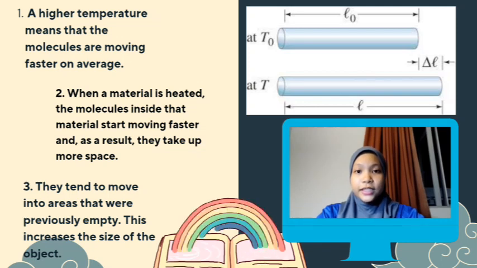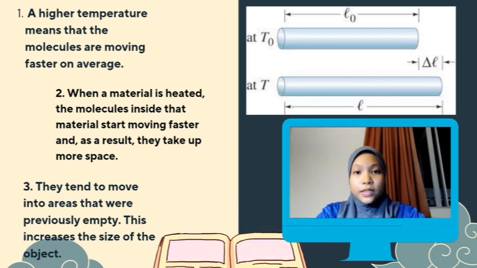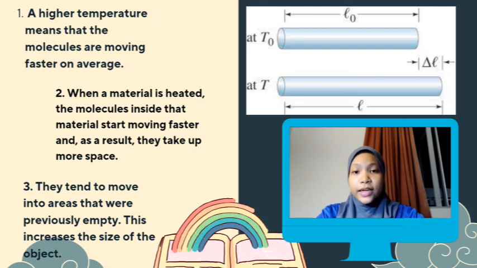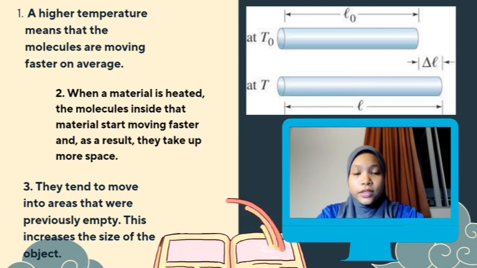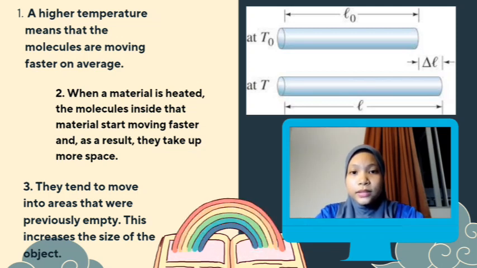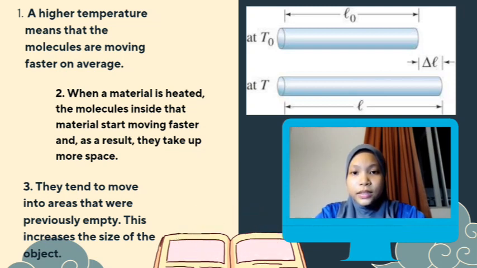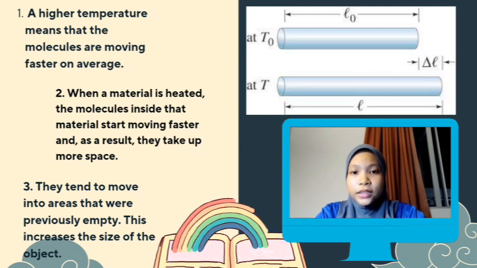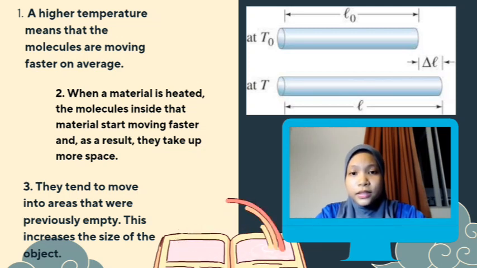Okay, next, in this slide, I want to present about linear expansion. Linear expansion is about length. First, a higher temperature means that the molecules are moving faster on average. Second, when a material is heated, the molecules inside that material start moving faster, and as a result, they take up more space. Third, they tend to move into areas that were previously empty. This increases the size of the object. You can see the picture so you can imagine it.